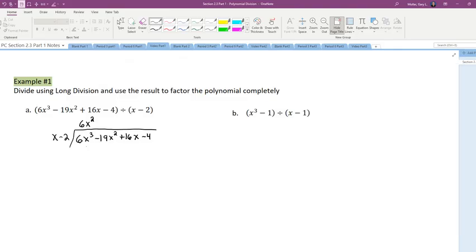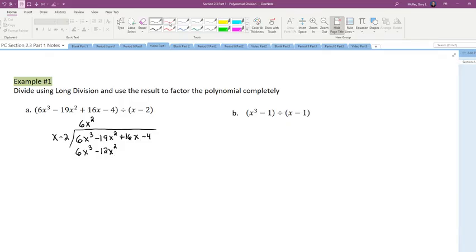Now, just like I did with long division with numbers, I'm going to take the 6x squared, but I'm going to multiply it by all of this. So 6x squared times x is 6x cubed. And if you don't get exactly that term, then you picked the wrong thing. We need it to be exactly that term. And then I'm distributing it, so I get negative 12x squared. It's important that we pay attention to our variables and make sure everything's lined up.